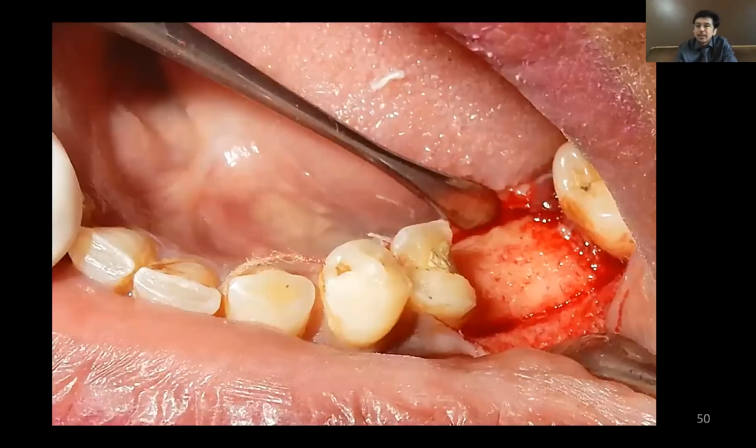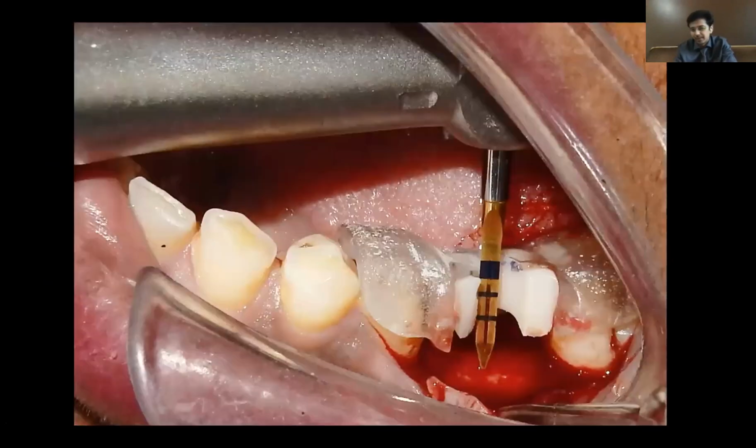The next part is we are supposed to start with the osteotomy preparation. Again, this is basic. Osteotomy preparation has to be done in an atraumatic manner. We say respect the bone and the soft tissues, and the bone and the soft tissues will respect your implant. So the drilling has to be done in such a manner that no heat is generated, basically at 800 to 1200 RPM.